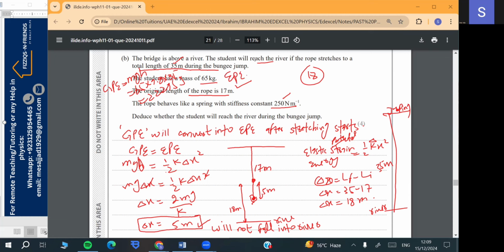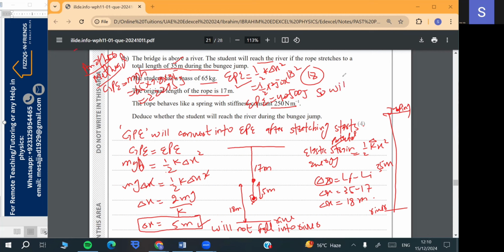No problem. Elastic potential energy is equal to half k delta x squared. Extension is 18. So elastic potential energy is equal to 40,500 joules. This is another method. Since you can see that the gravitational potential energy is less and the elastic potential energy is more, it means the body will stay in the upward direction. It will not go into the river because the gravitational potential energy is less and the elastic potential energy is more. So it will not fall into the river.